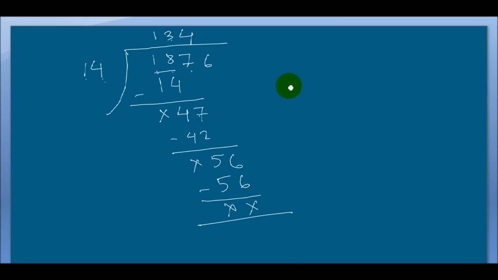So your answer is 134. That is, the quotient is your answer. Or you can write quotient Q equal to 134 and R remainder equal to 0. Nothing means 0.